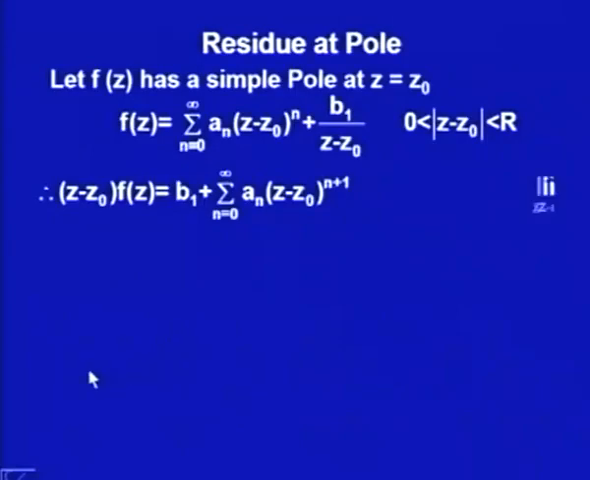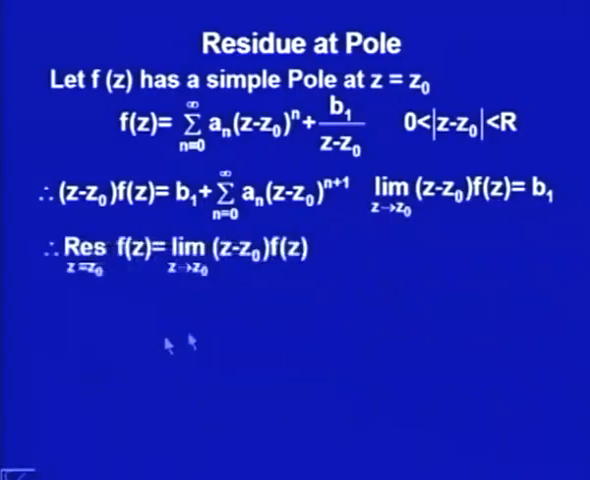So, what we have got is one simple method to find out the residue if the function has a simple pole at z naught. That is, the residue at z is equal to z naught, when z naught is a simple pole of f, is the limit as z approaches z naught of (z minus z naught) into f(z). It gives a very simple method to calculate the residue at a simple pole. Now, if it is a simple pole, we can have one more result. Suppose my f is of a rational form, that is, f is a ratio of two functions p and q, then what will happen?